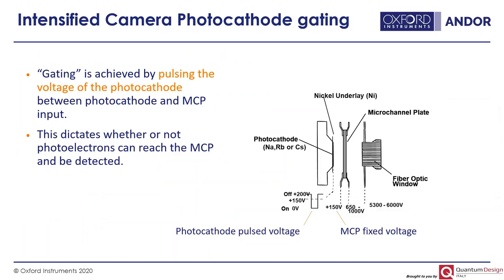And quite an important part of this, as I mentioned briefly before, is that you achieve your ultrafast gating through pulsing the voltage on your photocathode. Depending on the voltage you apply across this, it dictates whether or not the photoelectrons you've created reach your MCP and therefore pass all the way through the setup and are detected.